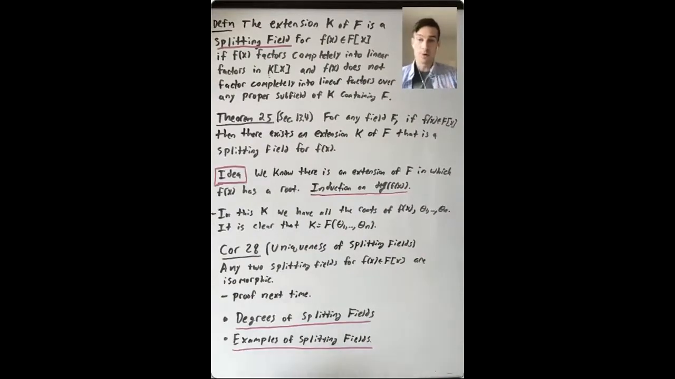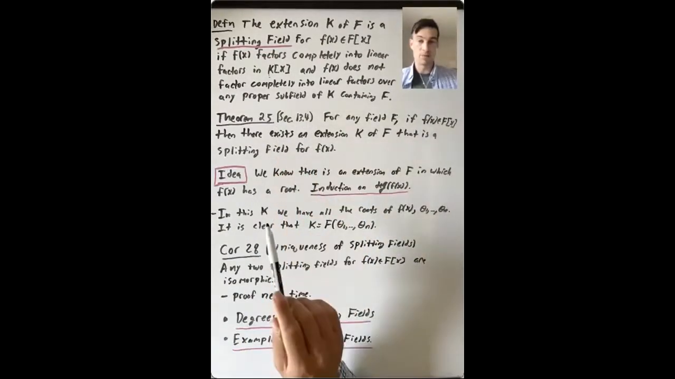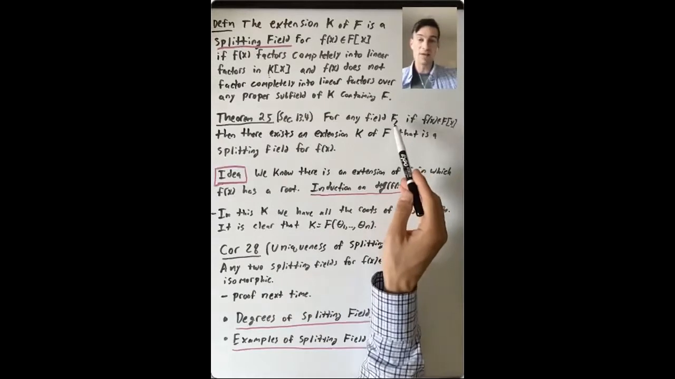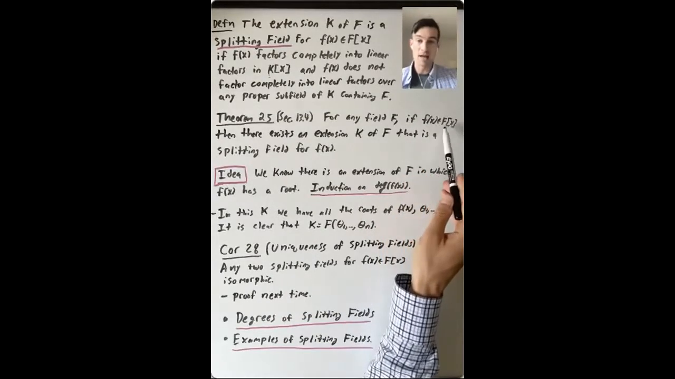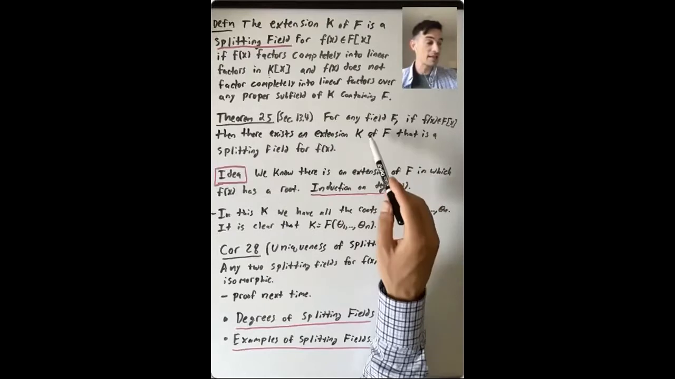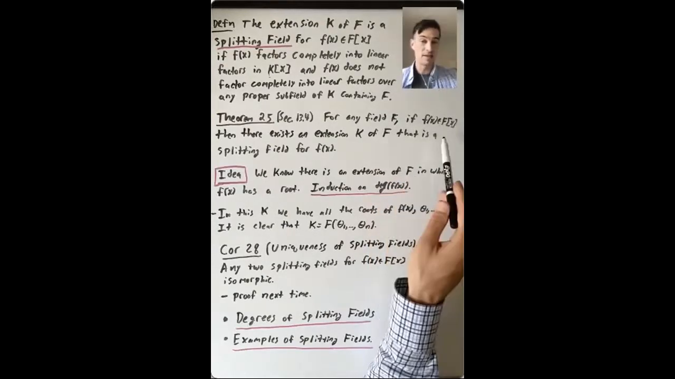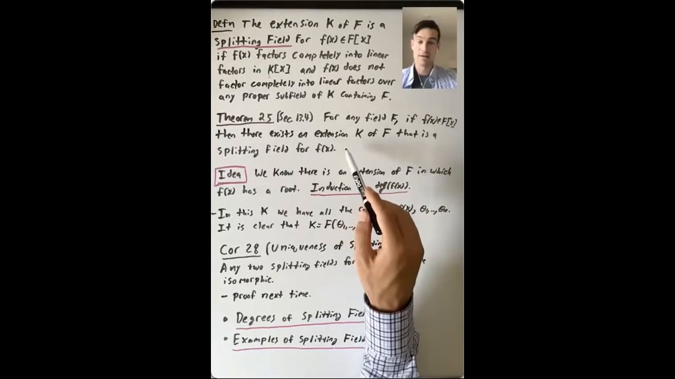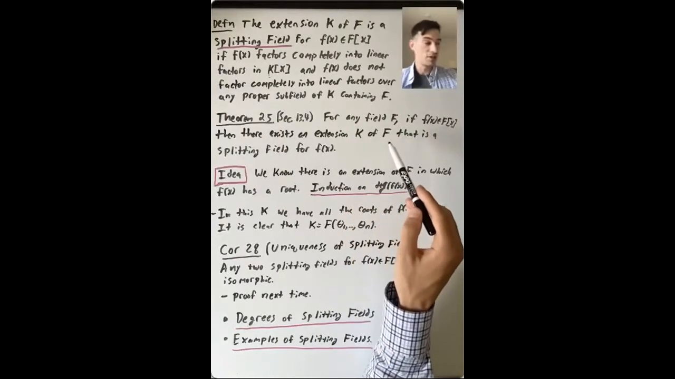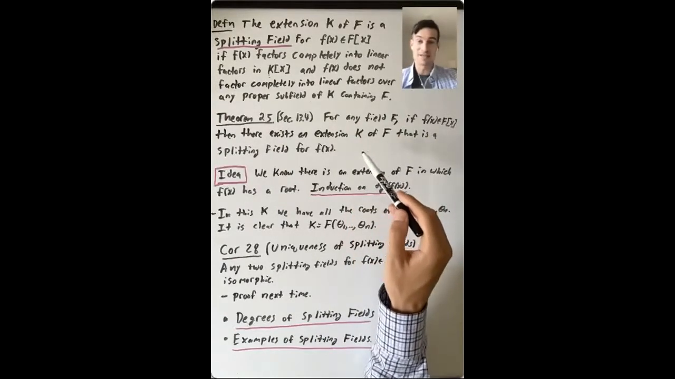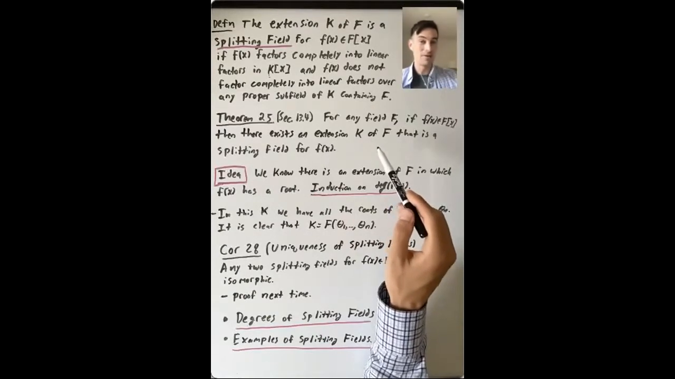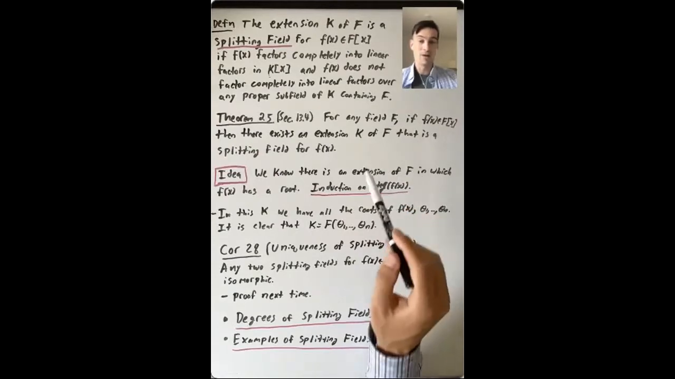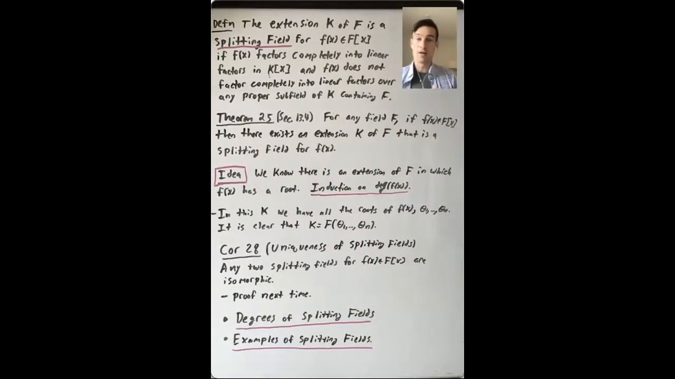So we proved Theorem 25 in section 13.4, which said that for any field F and any polynomial f(x) in F[x], there exists an extension K of F that is the splitting field for f(x). So there exists some extension such that f(x) factors as some constant times (x minus theta 1) times (x minus theta 2) times ... (x minus theta n), where theta 1 up through theta n are the roots of this polynomial f(x).